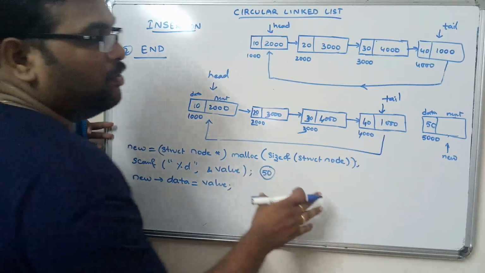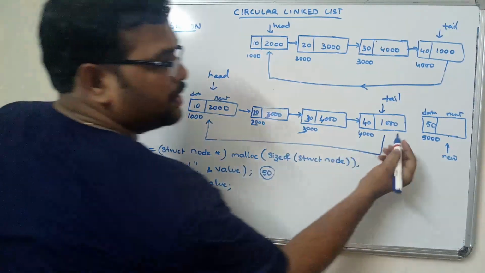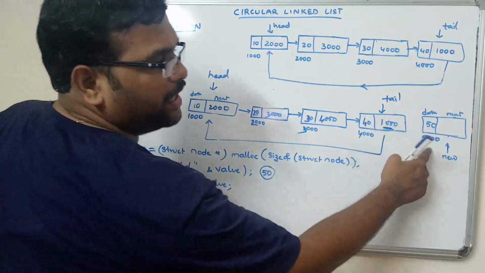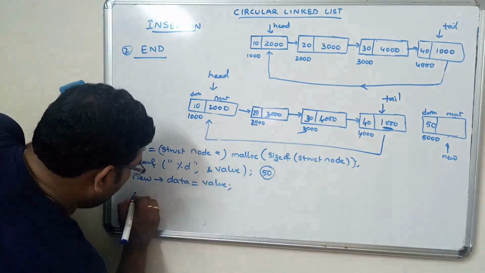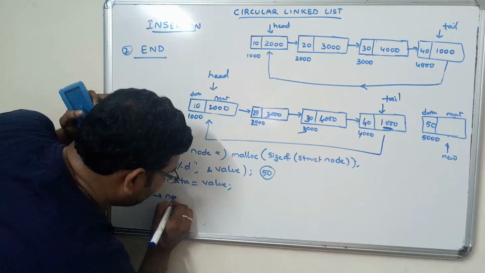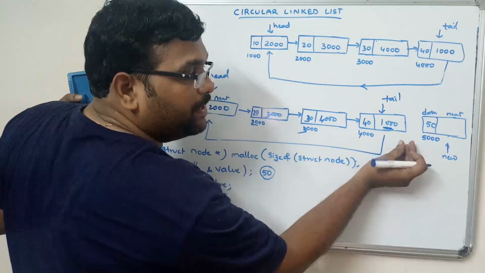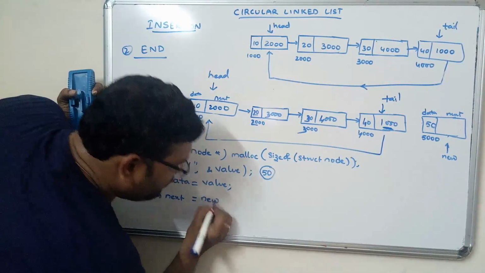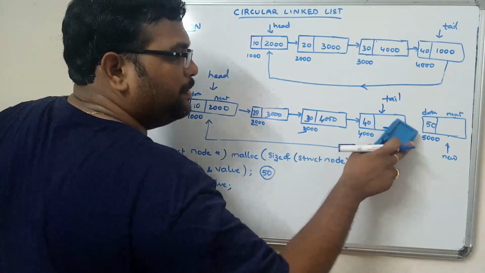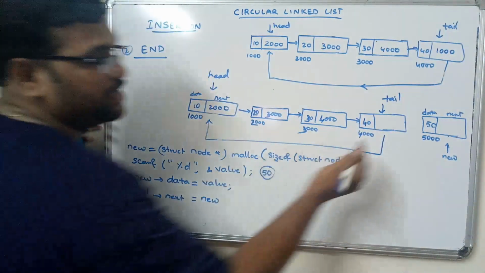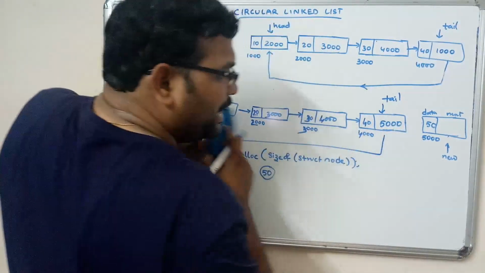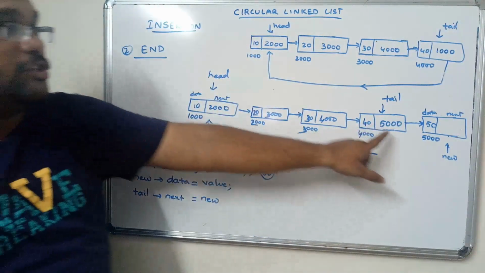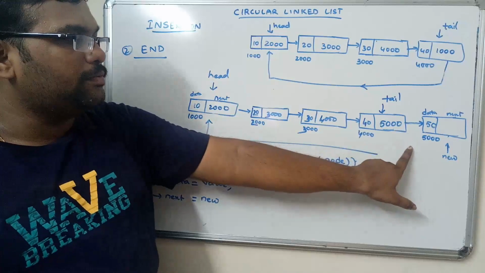Right? Now here in the place of tail, what should be placed? The address of new. So that means tail of next, because we have to establish the link between this node and the newly added node. For that purpose, tail of next is equal to new. Automatically the 1000 will be replaced with the address of new, that means 5000. So automatically here the link is disconnected and here the link is established. Hope you understood this one. Tail of next is equal to new, right?